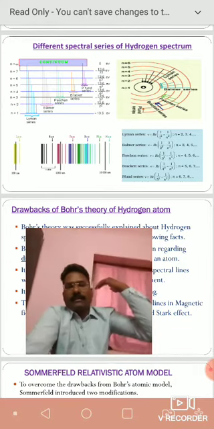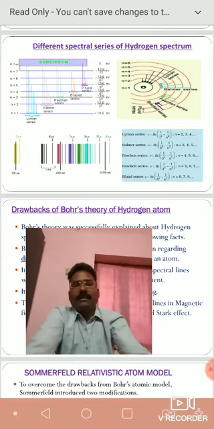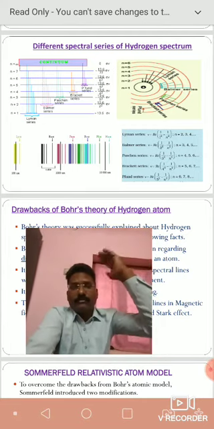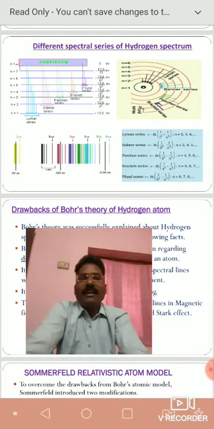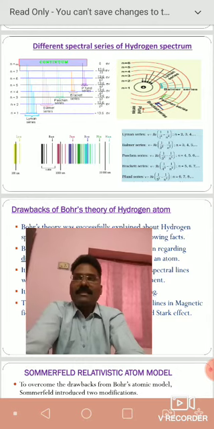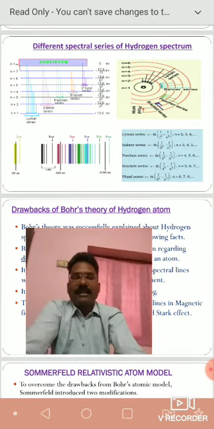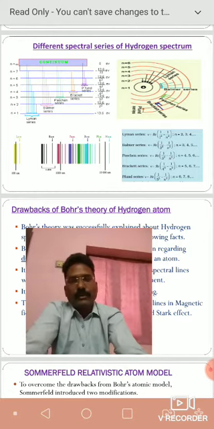Therefore, when the electron jumps from a higher energy level, n is equal to 2, 3, 4, 5, to n is equal to 1, the series is called the Lyman series. The series is in the ultraviolet region. The range of the ultraviolet region is 912 angstrom units to 1218 angstrom units.